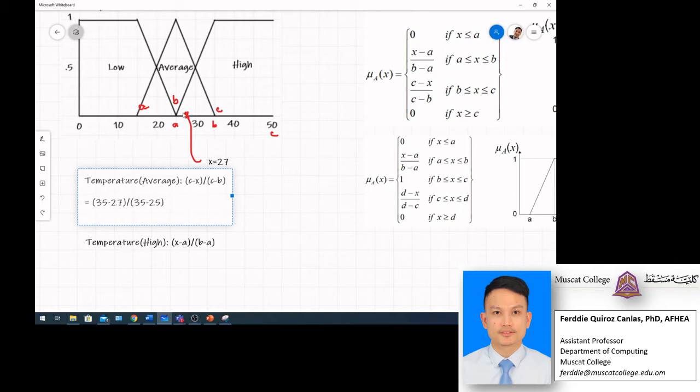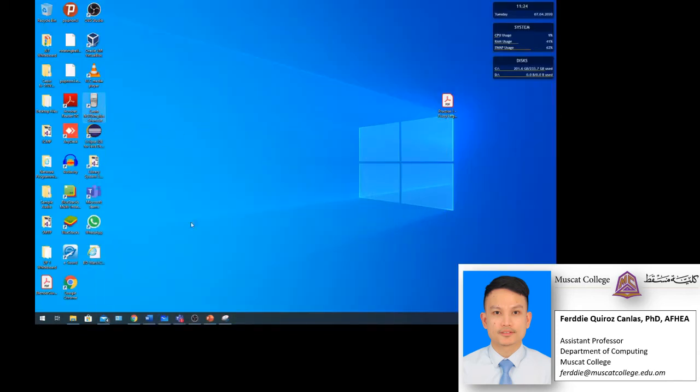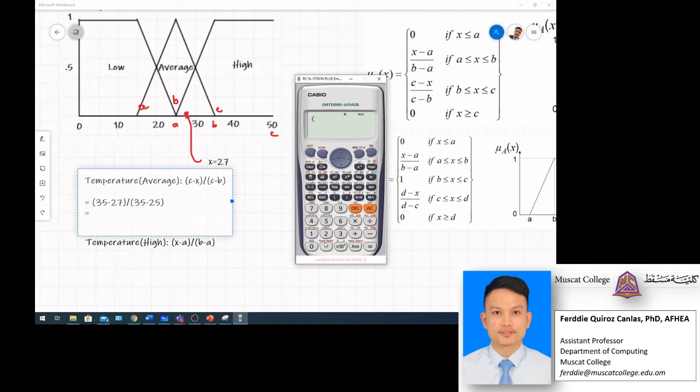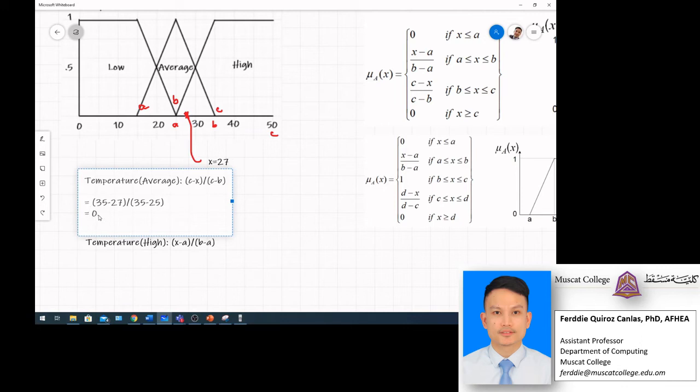Let me repeat it. C, the point of the triangle here, is 35 based on this drawing, minus X, which is 27, our given, and then C again, which is 35, minus B. This is our B, which is 25, lying between 20 and 30. So you can now do the calculation. Let me open the calculator. Close parenthesis, 35 minus 27 divided by 35 minus 25 equals 0.8.